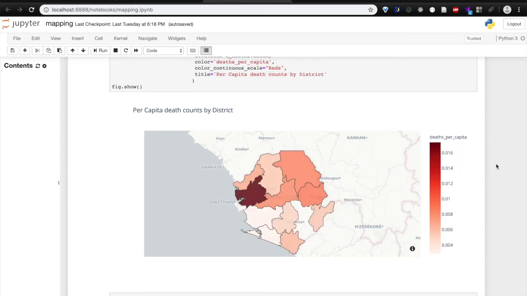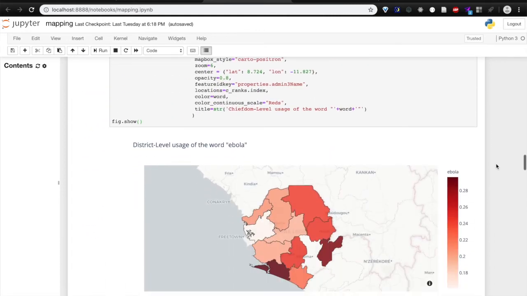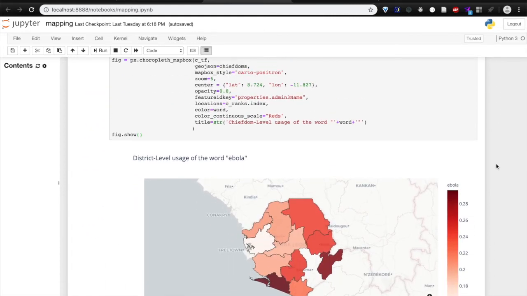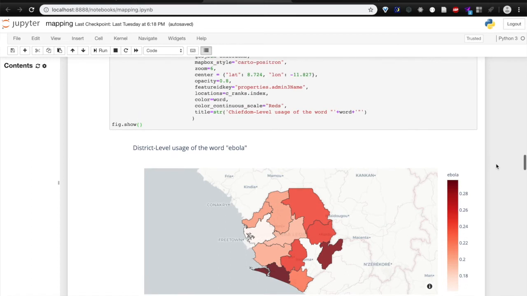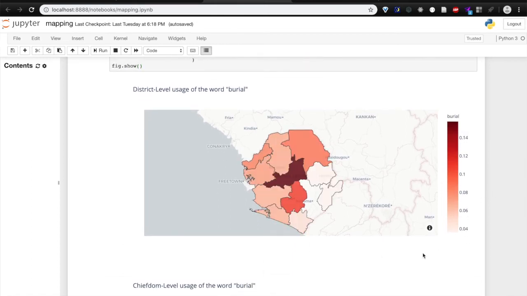So we have per capita death counts by chiefdom and district, and then another thing that we can do with mapping is look at the district level usage of any 1 gram. So this is the district level usage of the word Ebola. This is district level usage of the word burial. We see that this district actually has a much higher instance of the word burial in responses to all follow-up and trigger questions.